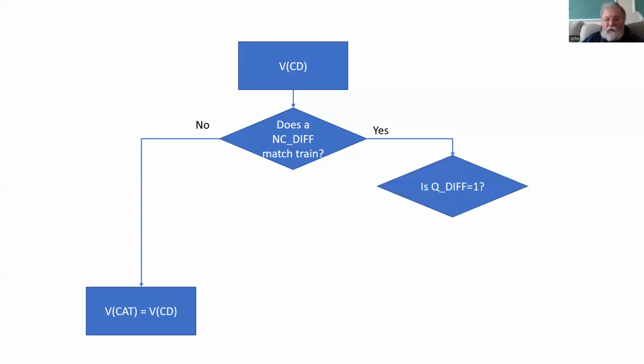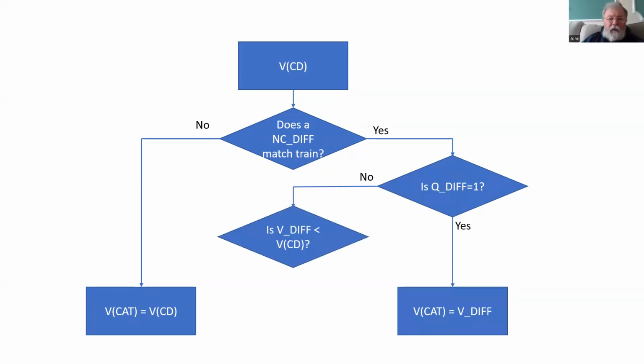However, if there is a match, then we look to see whether another variable, Q diff, is set to 1. If Q diff is set to 1, it means that we need to use the differential speed irrespective of what the Cant deficiency speed was. So a yes will result in V diff being used to set the category speed. If not, then we look to see which is the lower of the two speeds, either the V diff associated with the train category or the current Cant deficiency speed. And depending on which is the less, is the one that is used.